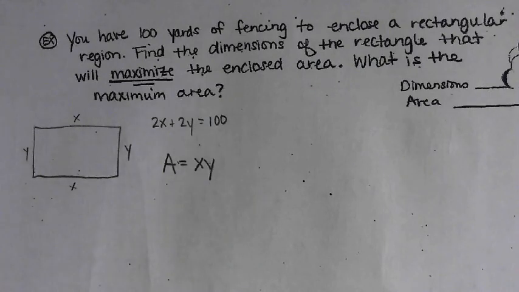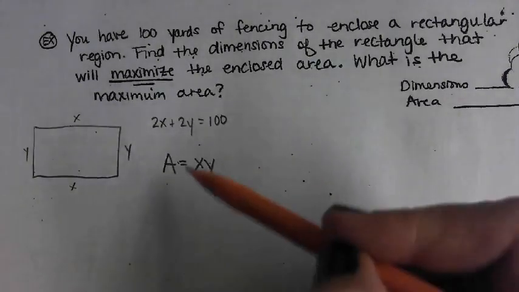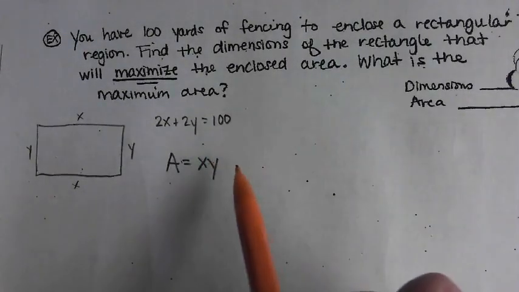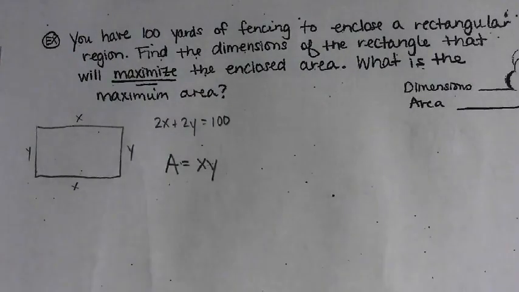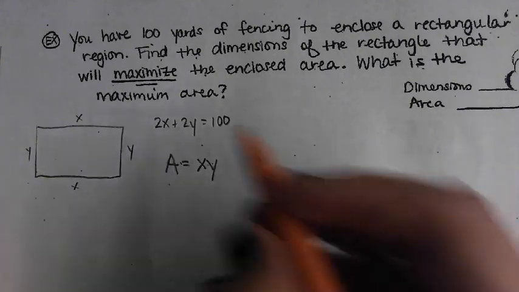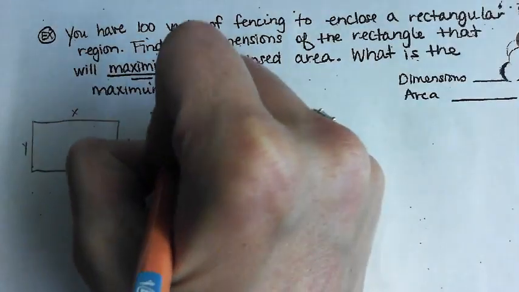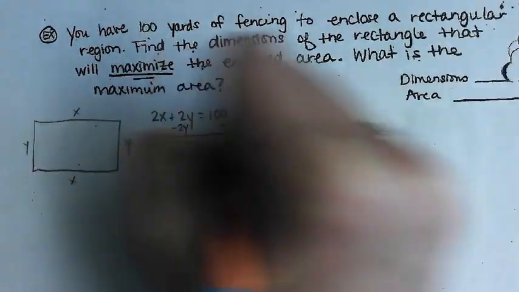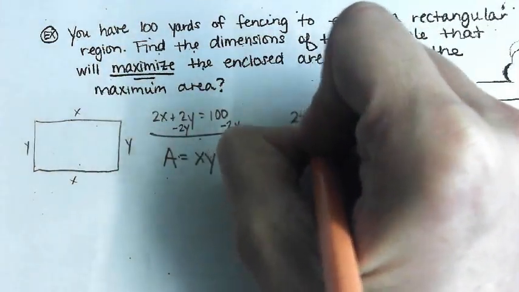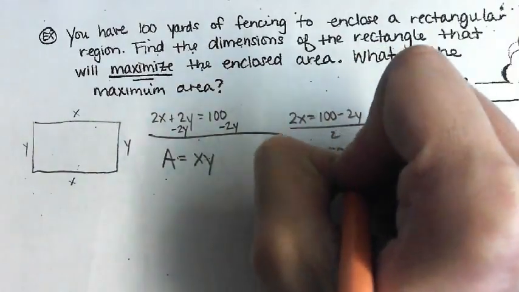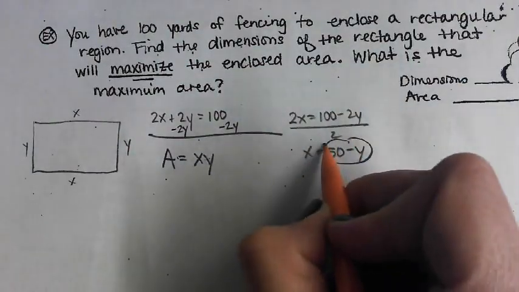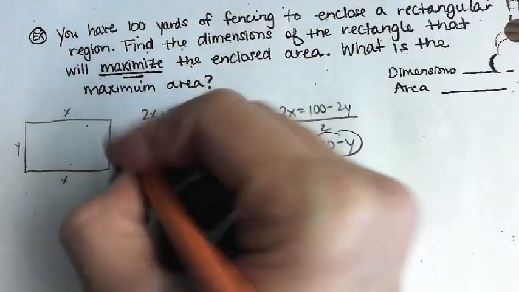And really, this is where half the class could go one way and half the class could go the other way. You could choose to sub out the x and replace it with a y thing, or you could take out the y and replace it with an x. It doesn't really matter. Like I said, we might split here, but let's just solve one of these. I'll solve for x. So 2x equals 100 minus 2y, divide by 2, x equals 50 minus y. So now I will use that back in here for x.